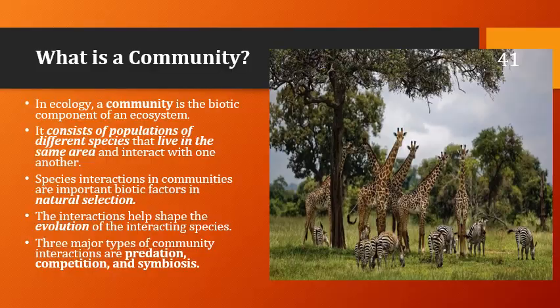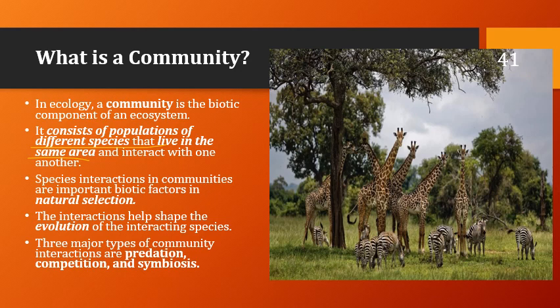So when we say community interaction, it's basically the interaction of the community. So generally, what is a community? So a community represents the living component in an ecosystem. So it consists of the populations of the different species that live in the same area. So we have here, this is a community because there is a population of giraffes, there are populations of plants, and there are populations of zebras. Okay, if we combine all of these, you can create a community.